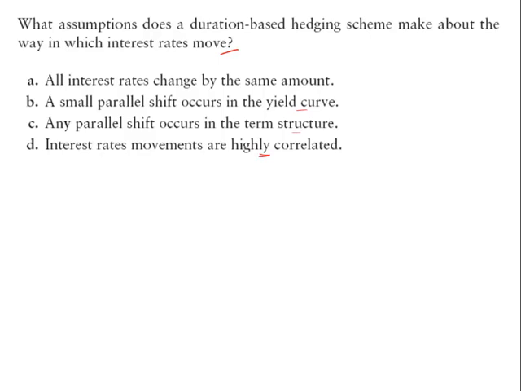Please note, a duration based approximation will work if and only if there is a small parallel shift in the yield curve. Large changes, any change will not matter because large changes will cause convexity to come into play. Only for small changes convexity can be ignored. And the changes have to be parallel. That is, all rates have to go up or down by the same amount. It's not the 1 year rate that can go up and the 3 year rate that can go up and the 2 year rate remaining constant. That's not allowed. So all rates have to change. That is a parallel shift and it has to be small. That is why we can ignore convexity.